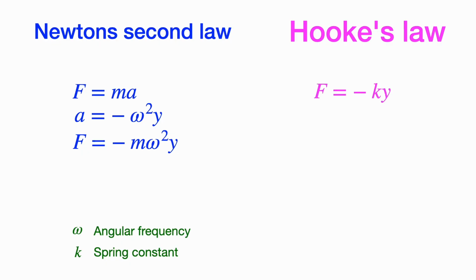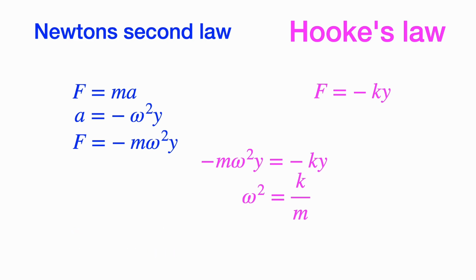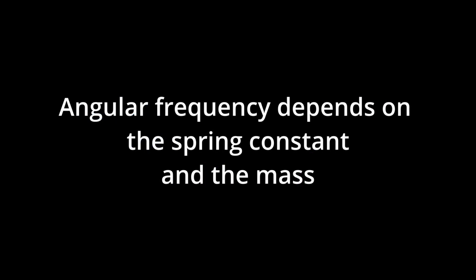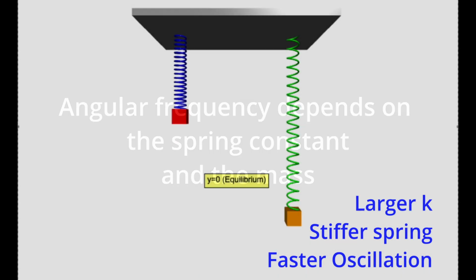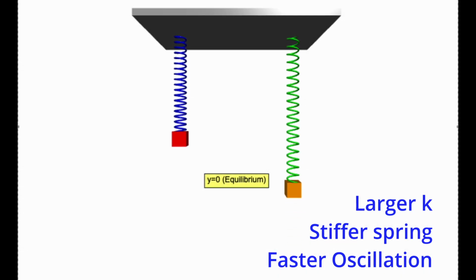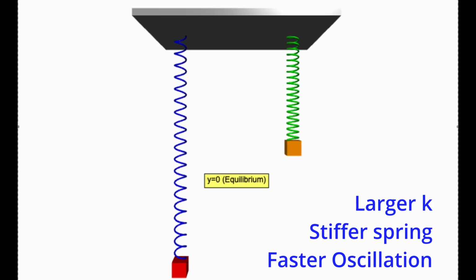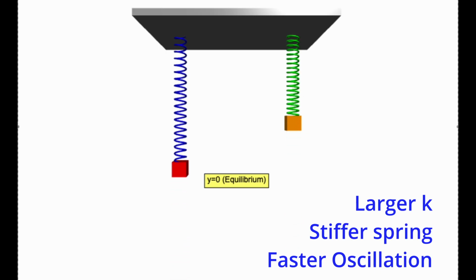Newton's law and Hooke's law are talking about the same force. Hence, minus m omega square y should be equal to minus ky. Dividing and rearranging, we get the equation omega square equal to k by m. This equation shows that the square of angular frequency depends on the stiffness of the spring and mass of the object. A stiffer spring or a lighter mass results in faster oscillation.